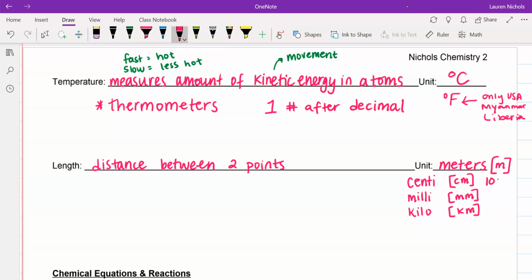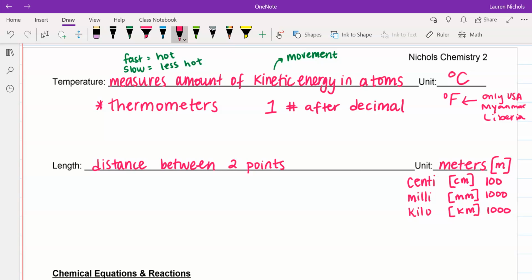So centi means 100, milli means 1,000, and kilo also means 1,000. But when we're talking about centi, we're talking about 100 small things fitting inside the meter, or 100 centimeters are inside 1 meter. When we talk about milli, we're talking about 1,000 small things, 1,000 millimeters fitting inside 1 meter. And a kilometer is actually the reverse. It's 1,000 meters inside one of these kilometers, because a kilometer is very big.